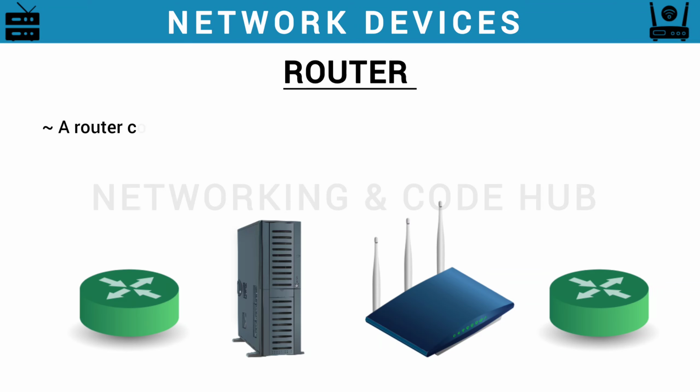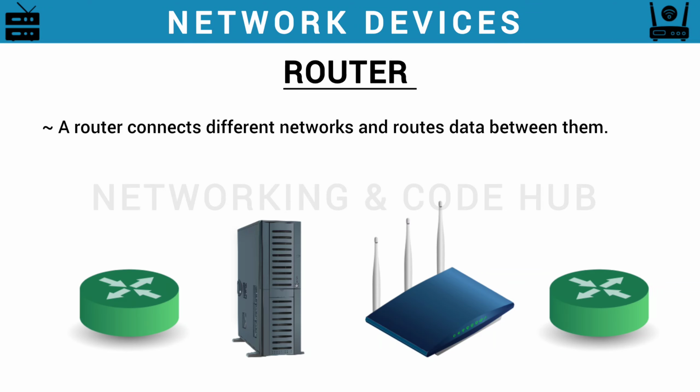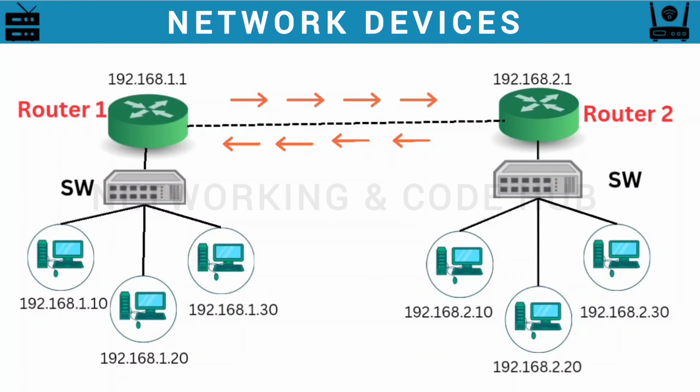A router connects different networks and routes data between them. A router is one of the most important devices in networking. While a switch connects devices within the same network, a router connects different networks together. Without routers, we would not have the internet. See here, router 1 sends the data to router 2 and router 2 sends the data to router 1 based on the IP addresses, each router having its own network.